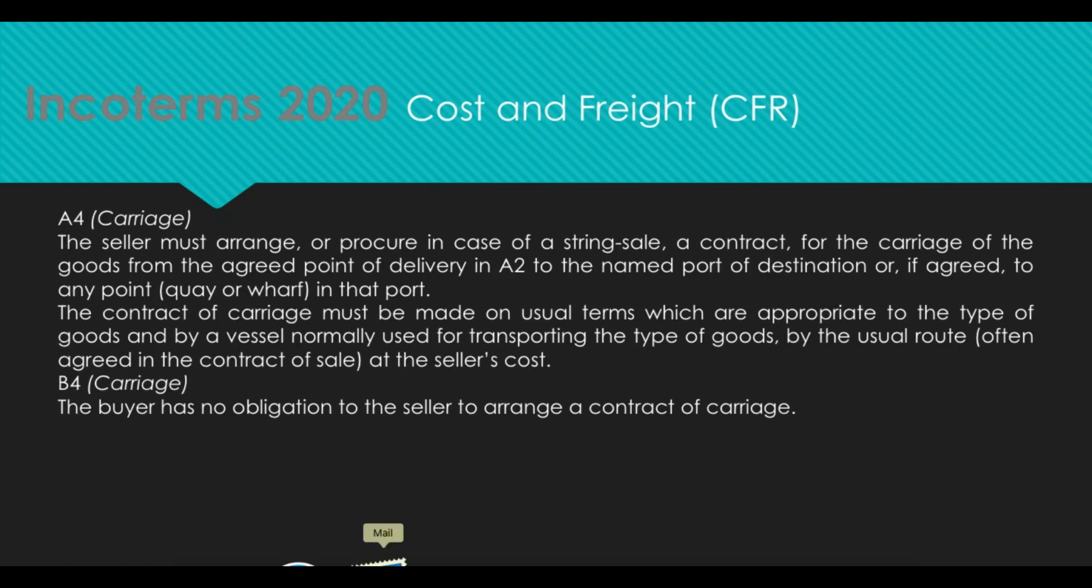A4. Carriage. The seller must arrange or procure, in case of a string sale, a contract for the carriage of the goods from the agreed point of delivery in A2 to the named port of destination, or if agreed, to any point, quay or wharf in that port. The contract of carriage must be made on usual terms which are appropriate to the type of goods and by a vessel normally used for transporting the type of goods by the usual route, often agreed in the contract of sale, at the seller's cost. B4. Carriage. The buyer has no obligation to the seller to arrange a contract of carriage.